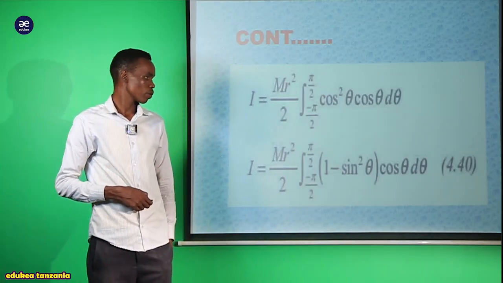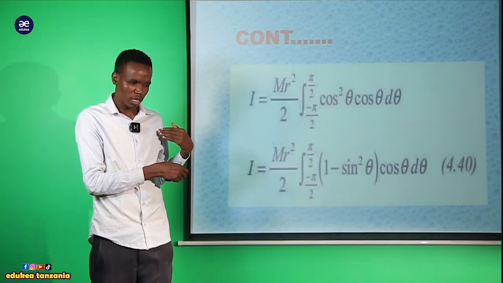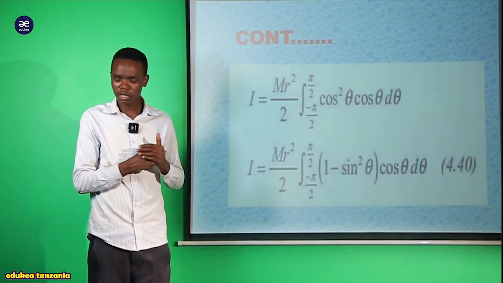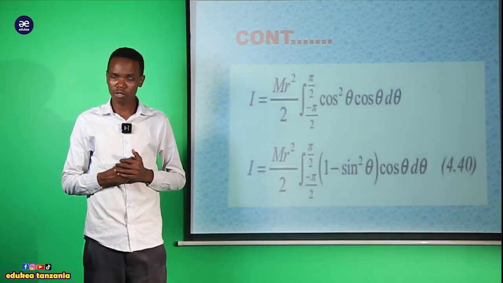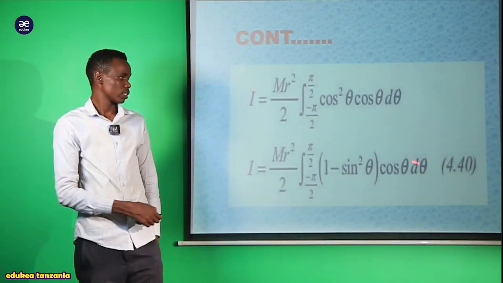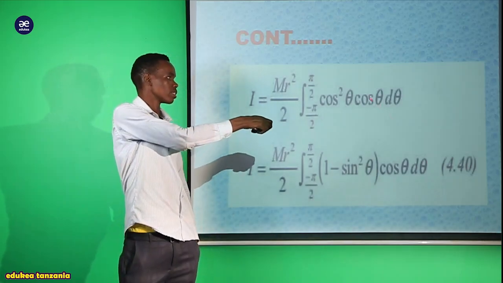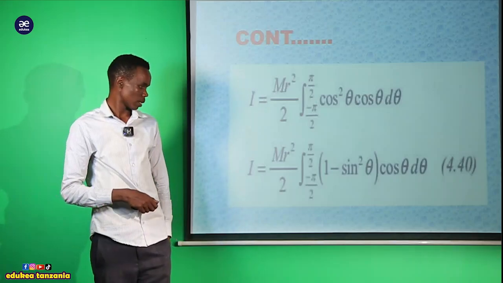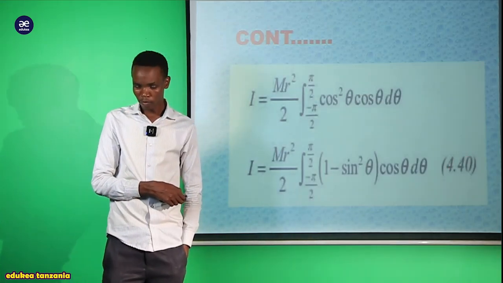After that, we are supposed to recall the special angle for the triangle. As we know, if we take cosine square theta and add sine square theta, it is equal to 1. Now we make cosine square theta the subject. It must be written as 1 minus sine square theta. Then we multiply it by the cosine theta that we observe, then by this dθ. After this, this should be equation number 4.40.